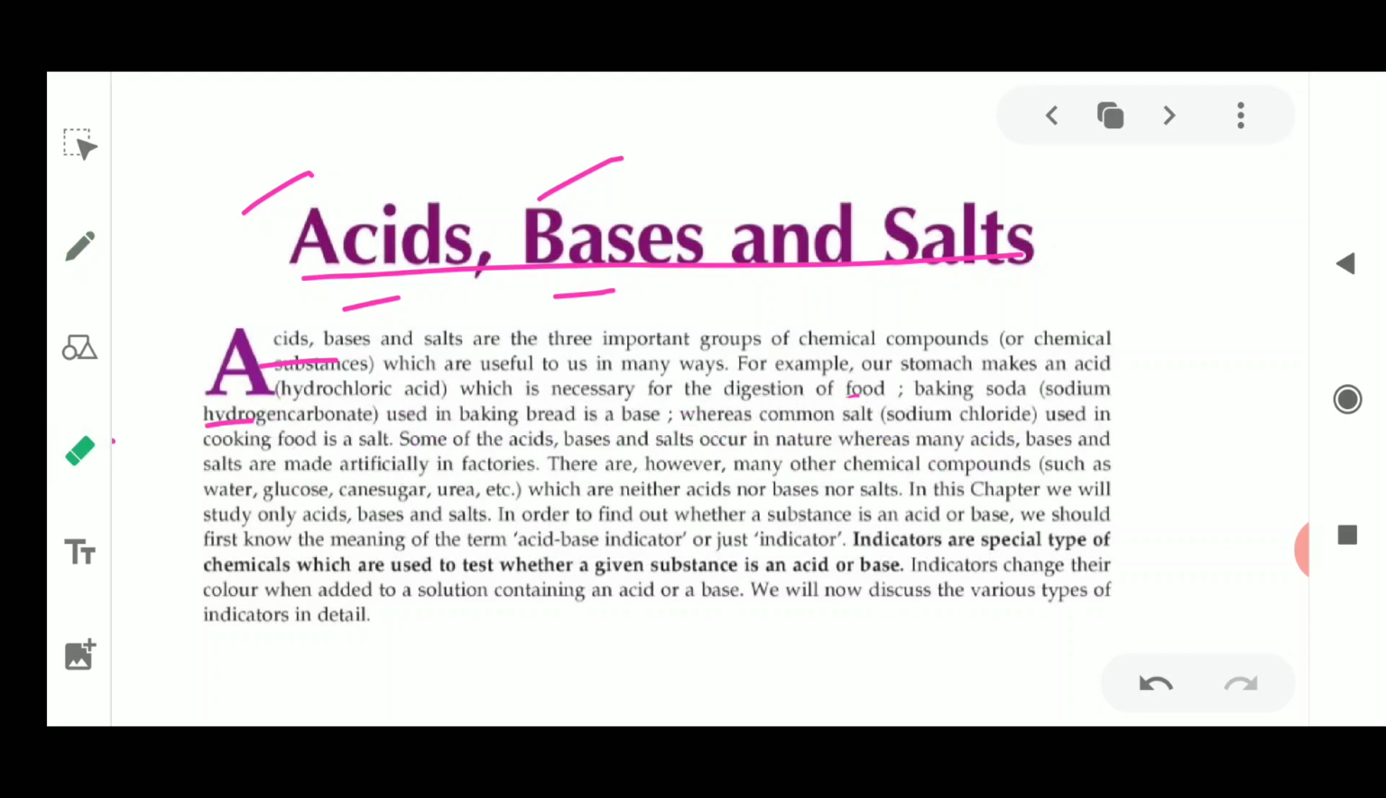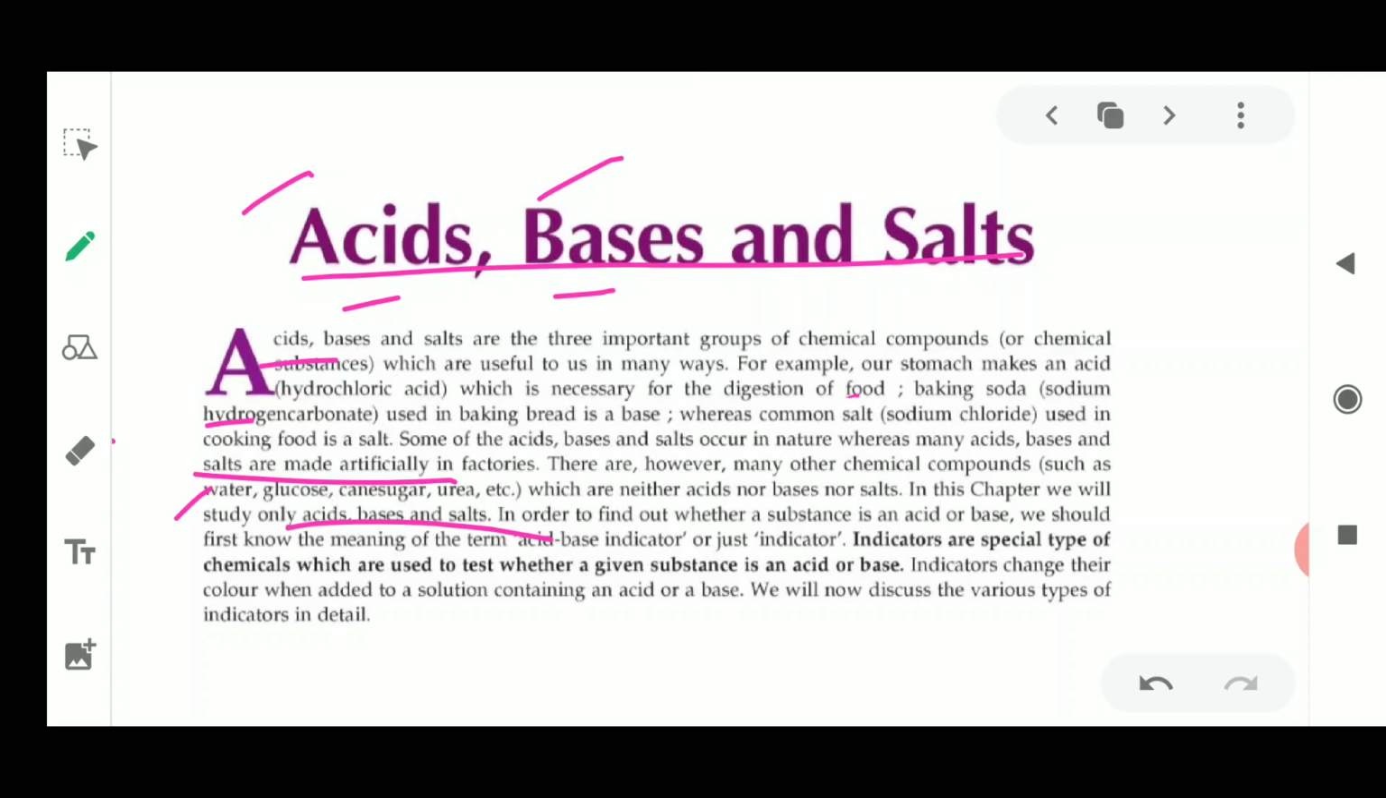Now some acids, bases and salts occur in nature, whereas some are chemically prepared, artificially prepared in the industries. So these are of 2 types: one is naturally occurring, another one is synthetically or artificially prepared. There are, however, many other chemical compounds such as water, glucose and urea. All these are neither acidic nor basic in nature, nor are they salts. So in this chapter we are going to study only acids, bases and salts.